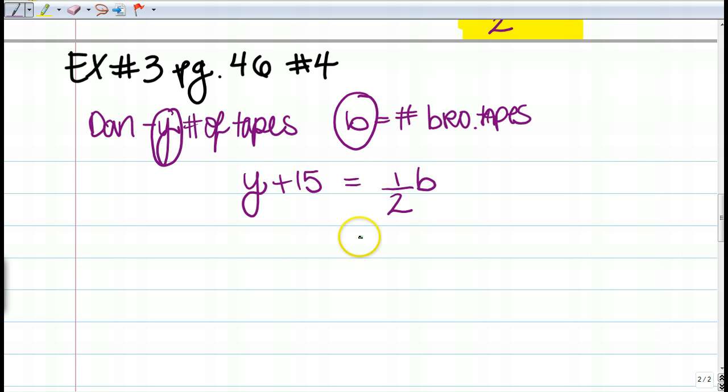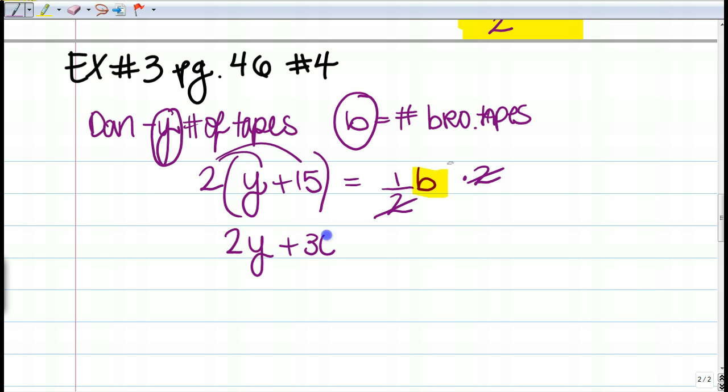So we have made an equation here. And the question was, how many tapes does his brother have? So that means that we are solving for B, what his brother has. So in order to do that, I would multiply both sides by 2. And when you do that, you want to make sure you multiply everything over here by 2. Don't forget that. You can't just multiply it by Y. So you're going to have to distribute it. You have 2Y plus 30 equals B. And you can't solve that anymore, so you know that your expression is 2Y plus 30 because that's how many tapes his brother has.